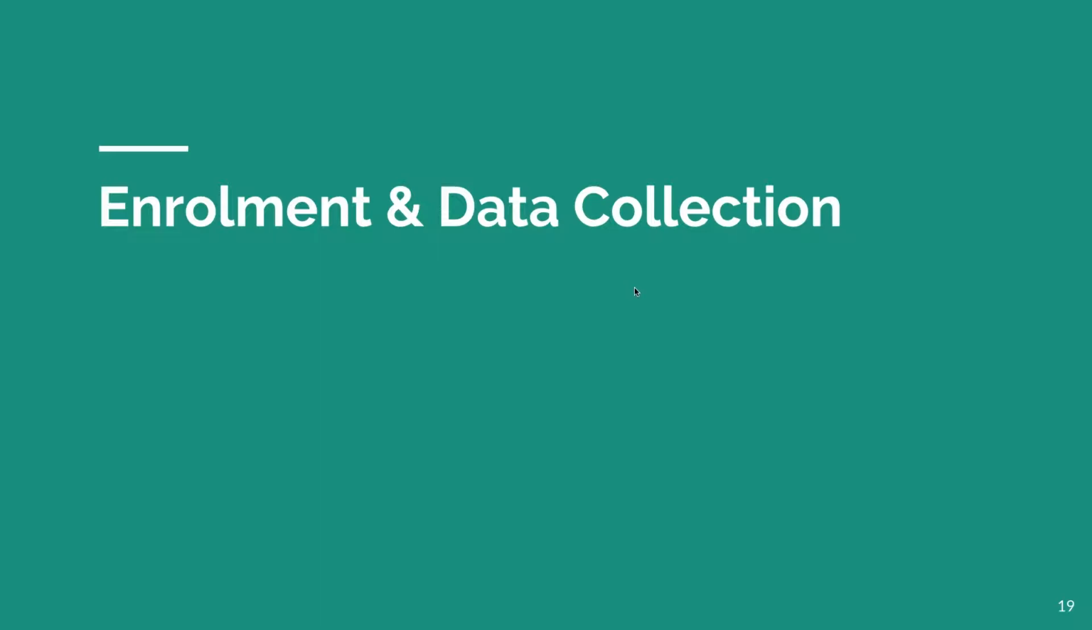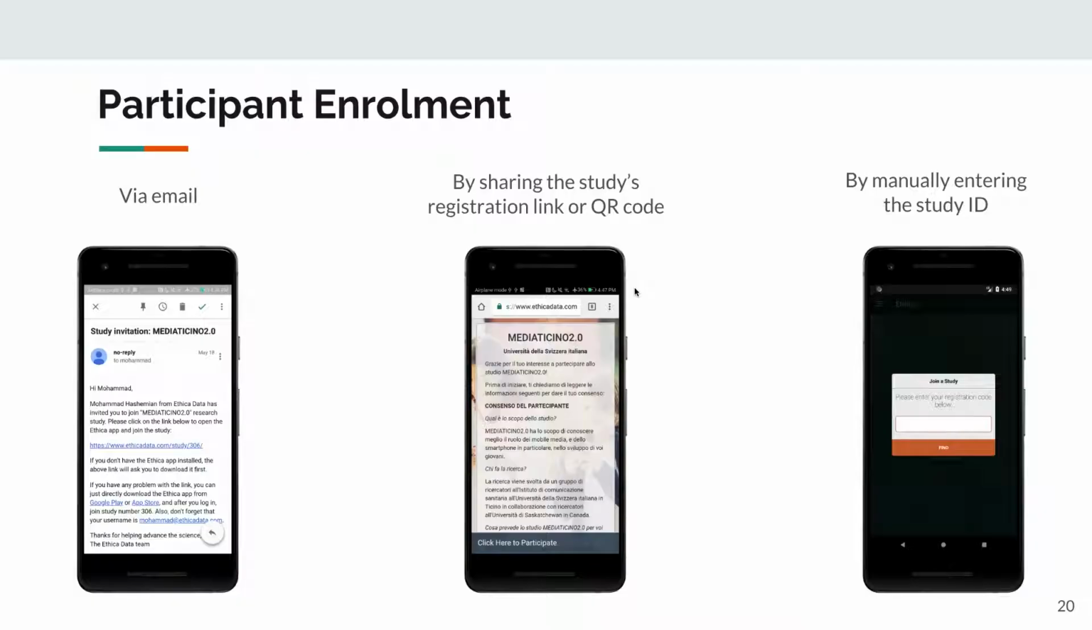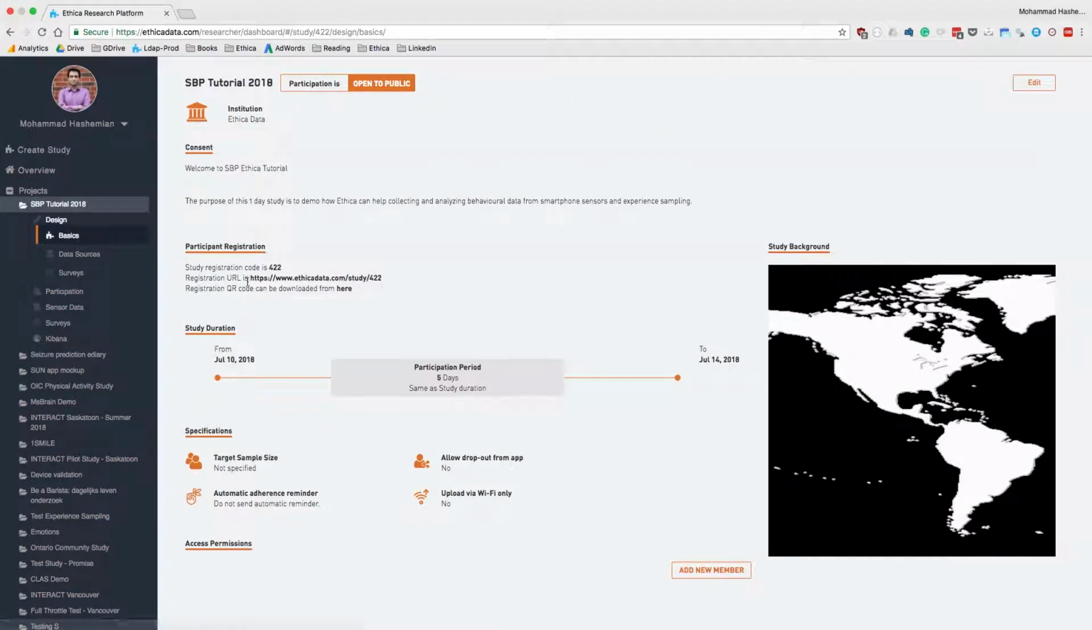Now that we have created the study, we want to enroll some participants. There are 3 ways to do that. The study has a code, which for this one is 422, and also a URL, which is basically the same as the code, ethica.com/study/422, and a QR code. If I open it in a new tab, it's the QR code for the study, which you can scan to go to the same URL.